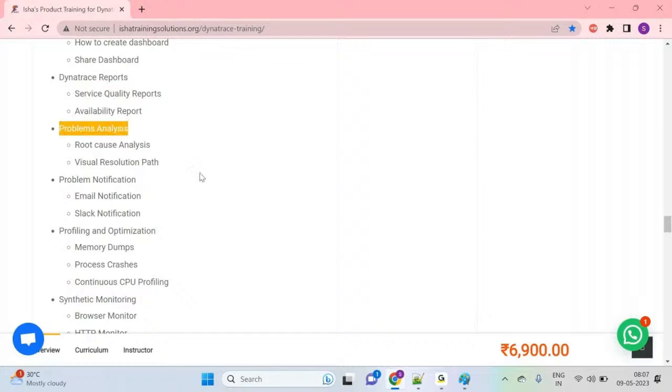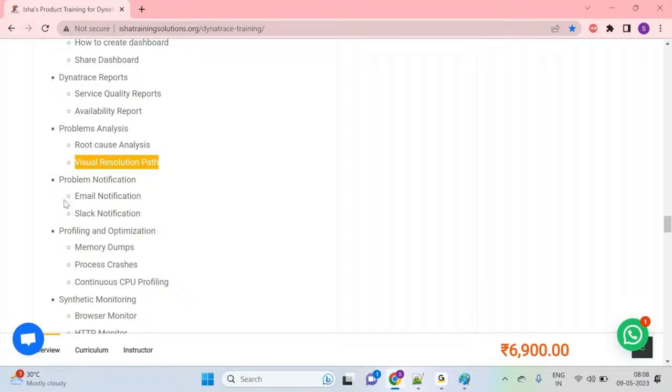And then problem analysis. Problem analysis means root cause analysis, and how to do this is a very, very important topic, guys. We are going to understand it in detail. And then visual resolution path. Visual resolution path means Dynatrace has the capability to show you when the problem actually started, when it actually ended, and how long it was prolonged. All that information Dynatrace will give you.